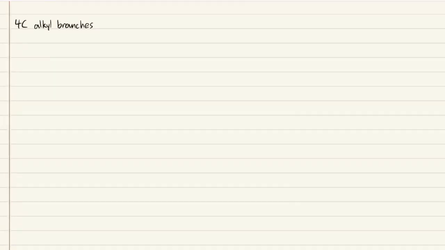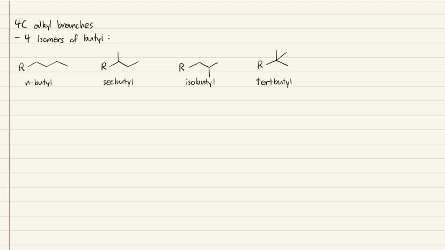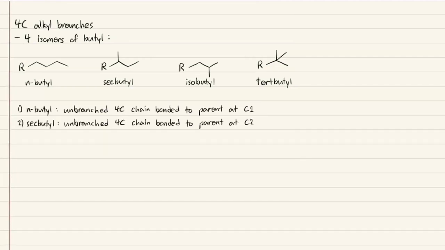A butyl group has 4 isomers: n-butyl, sec-butyl, isobutyl, and tert-butyl. The n-butyl group describes an unbranched four-carbon chain bonded to the parent chain at the first carbon. The sec-butyl group has all four carbons still in a row, except the chain is bonded to the parent chain at the second carbon.